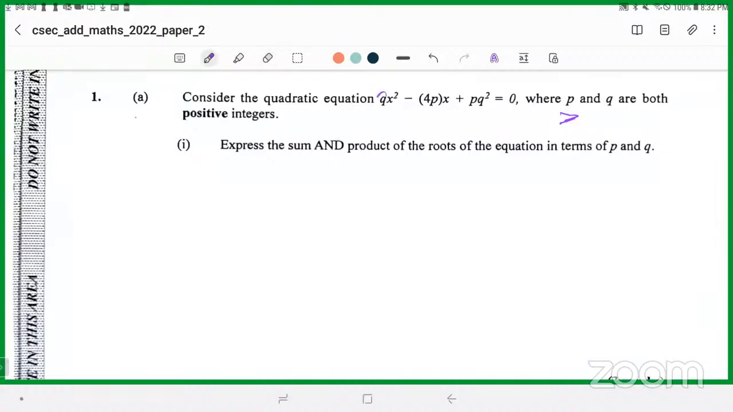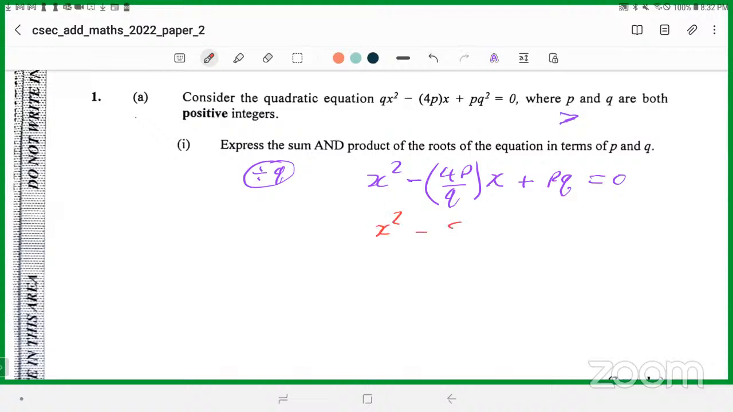I can just divide 2 by the q. If I divide 2 by the q, it's going to become x squared minus 4p over q x plus, divide this by q, it's going to become pq equals 0. So it means that this is my sum and this is my product, because it is in the form x squared minus the sum times x plus the product equals 0. So this is my sum and this is my product.